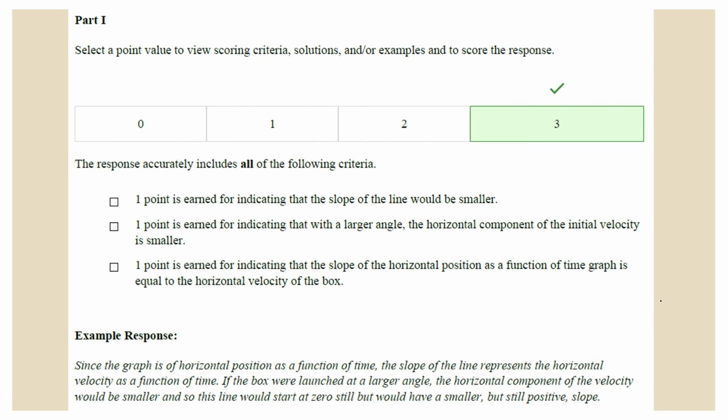So their example response says, since the graph is of horizontal position as a function of time, the slope of the line represents the horizontal velocity as a function of time. Notice in their answer and mine, the key thing you need to recognize first is if they're asking you what's going to happen to the slope, it's a smart idea to establish what the slope is. Then they said if the box were launched at a larger angle, the horizontal component of the velocity would be smaller. And so this line would start at 0 still, but would have a smaller but still positive slope. And with that, that's it for this question. I liked it. It's a nice question.